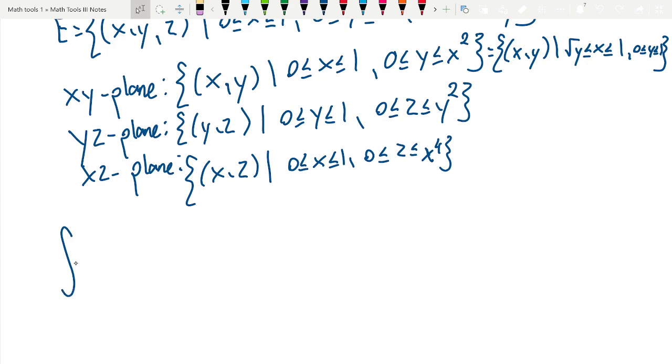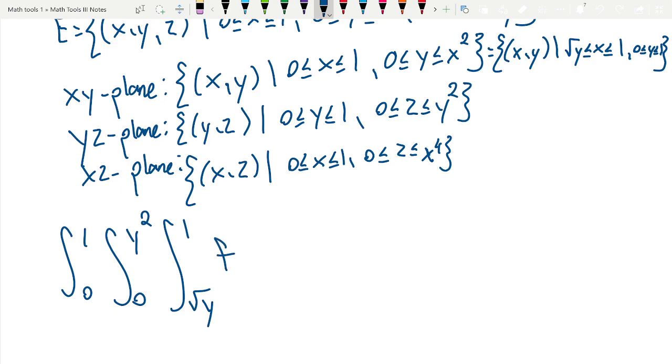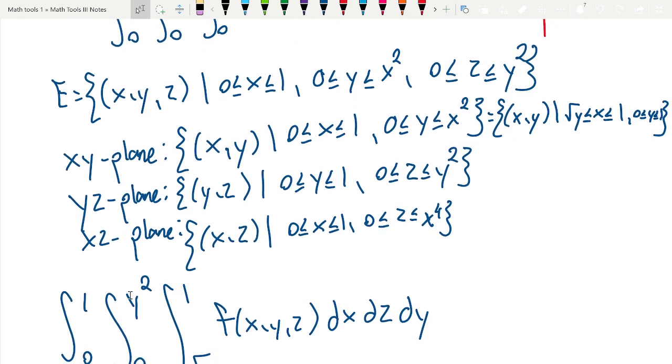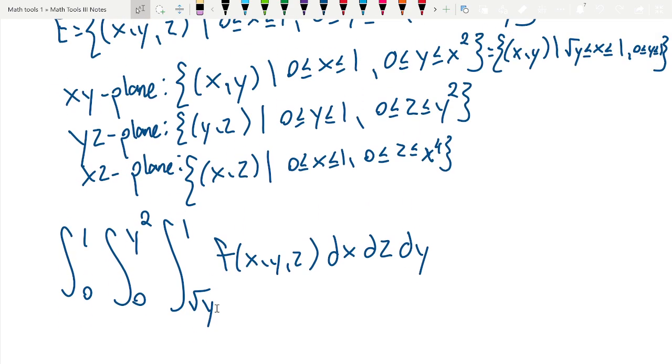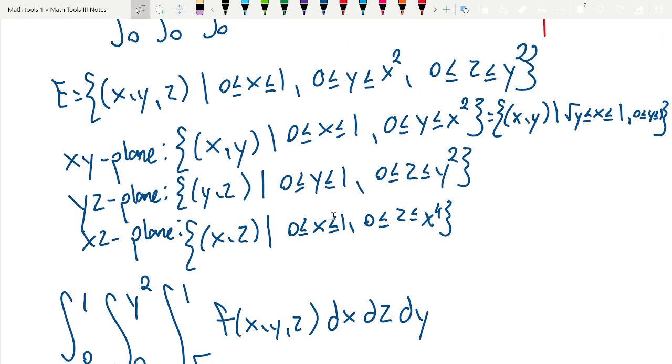But that means that we can write this integral ultimately as 0 to 1, 0 to y squared, root y to 1 of f of x, y, z, dx, dz, dy. Okay. But again, we've seen 2 ways to write this integral now. So there should be like 4 more ways. And again, some of them might be the same. But it can be really tricky to think about this.